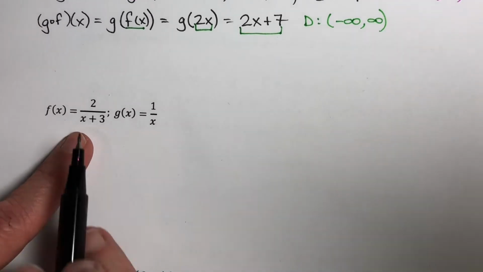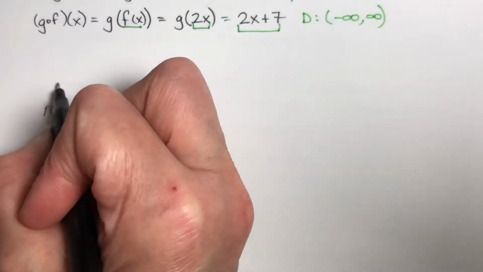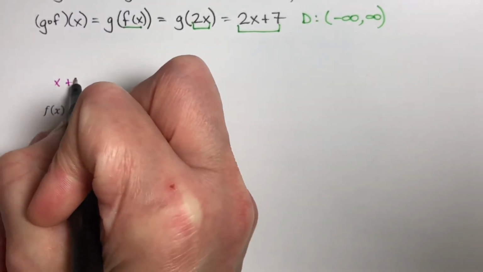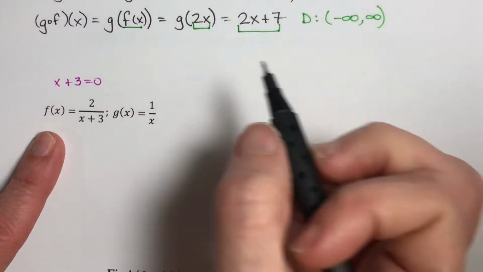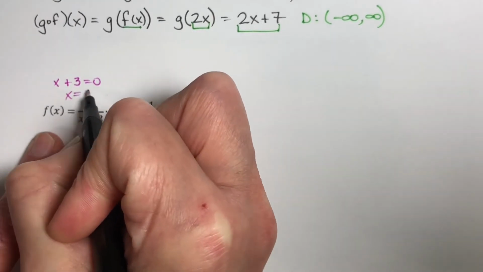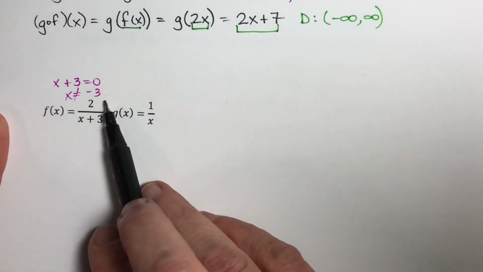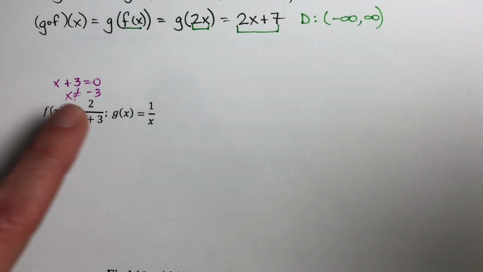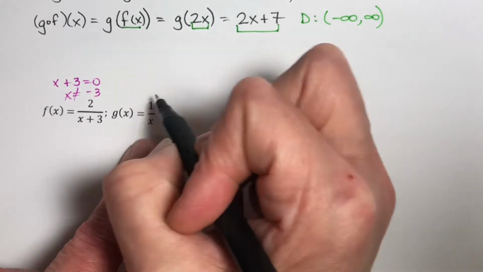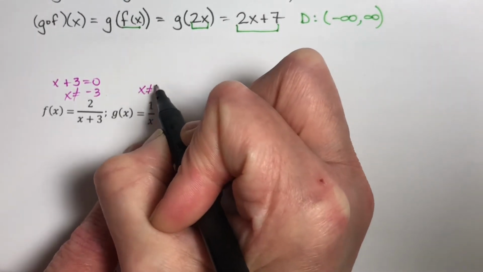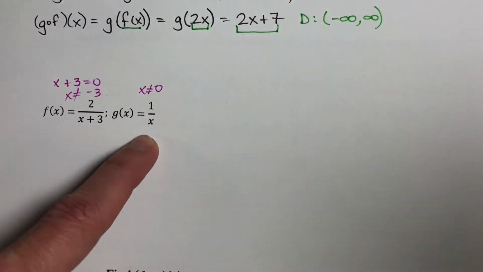For f of x, I have a denominator, and I'm worried about when x plus 3 equals 0. Well, when does that happen? When x is negative 3. So if I'm plugging in f of x anywhere, I'm not going to be allowed to use negative 3. For g of x, this denominator is 0 when x is 0. So if I'm using this one by itself, I'm not going to be allowed to use x equals 0.